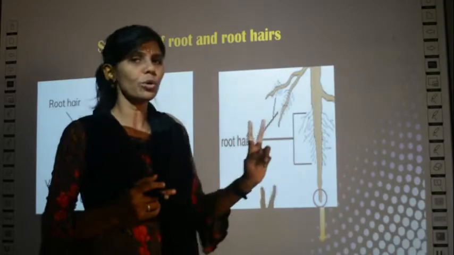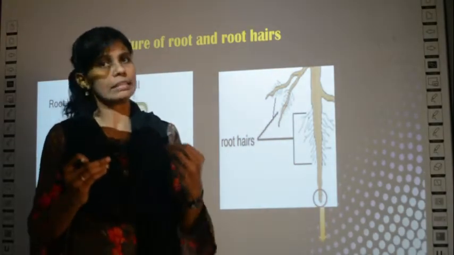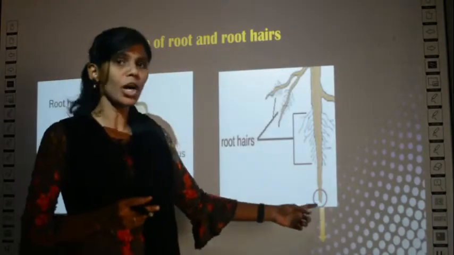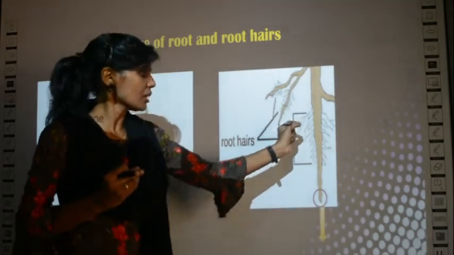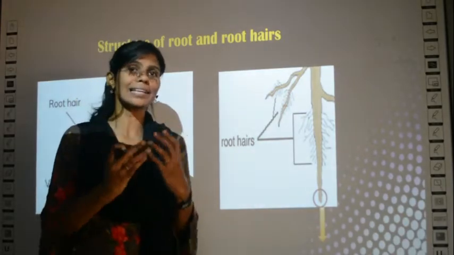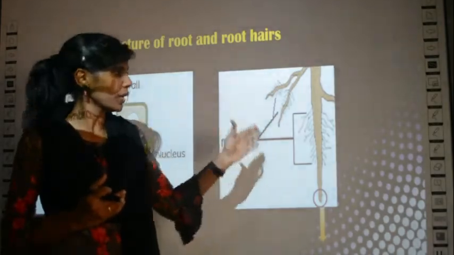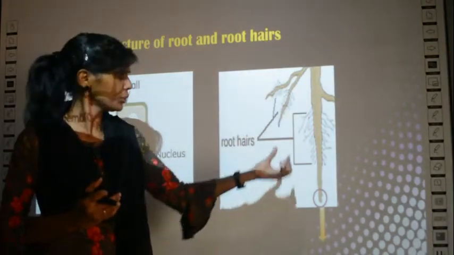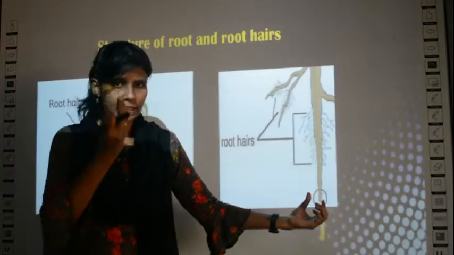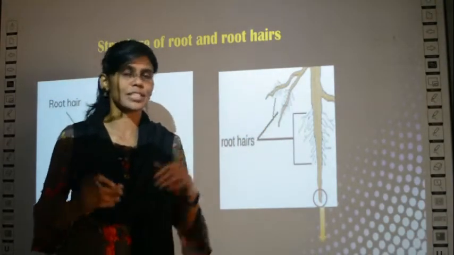You can see two main parts. The tip of the root is called the root tip. You also have fine hair-like structures on the roots, and those hair-like structures are called root hairs. So what are the two main parts of a root? Root tip, which is the tip of the root, and root hairs, which are hair-like structures present on the root.